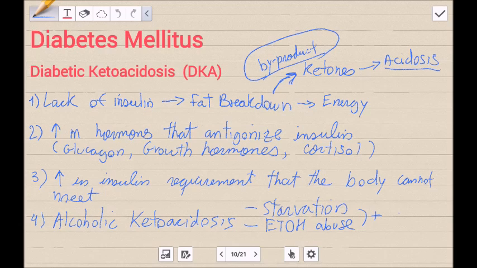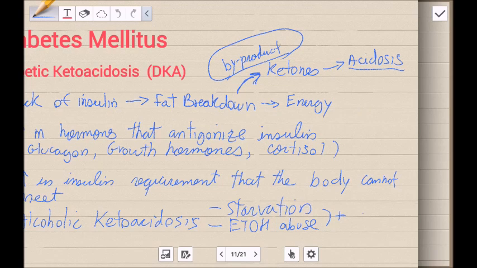So taking a good medical history, whether the patient has a history of alcohol abuse, or if they have been drinking, or if they have been eating properly, would be a good part of the assessment.